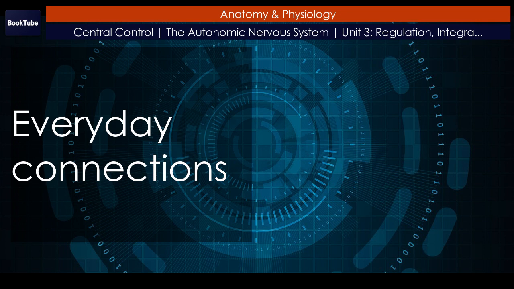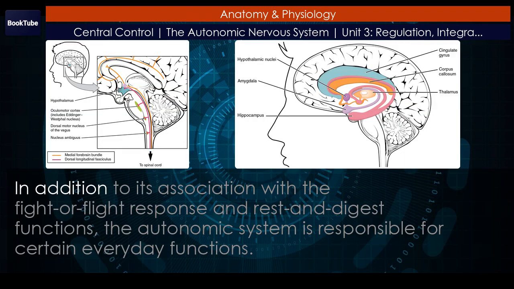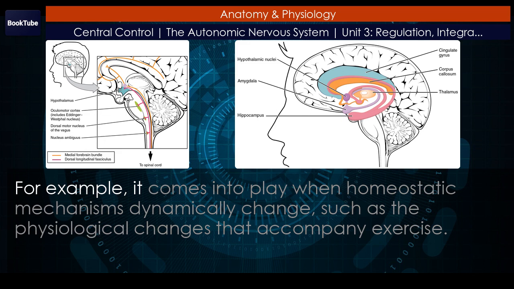Everyday connections: exercise and the autonomic system. In addition to its association with the fight or flight response and rest and digest functions, the autonomic system is responsible for certain everyday functions. For example, it comes into play when homeostatic mechanisms dynamically change, such as the physiological changes that accompany exercise.